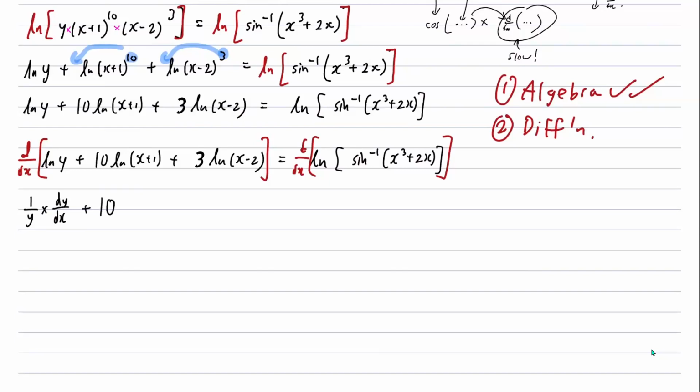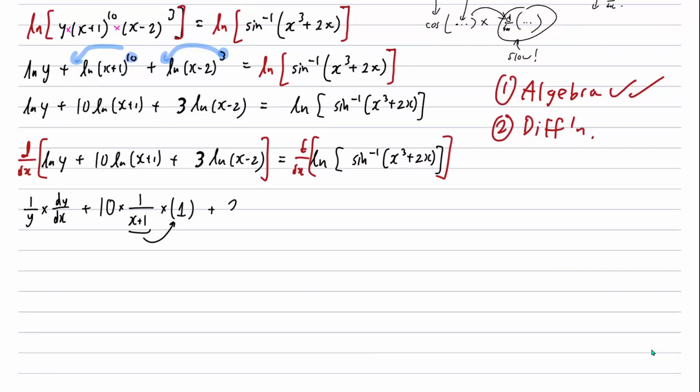So copy down a 10 first, times differentiate ln. What do you get? 1 over x plus 1. Then differentiate the inner, so differentiate x plus 1. What do you get? It's just a 1, 1 plus 0. You don't have to write it, but I'll leave it there to remind you of the general procedure.